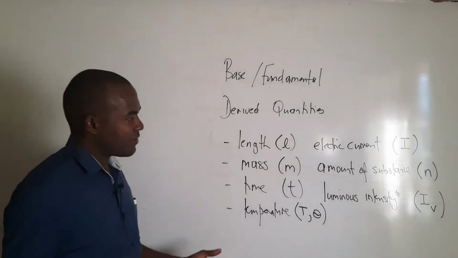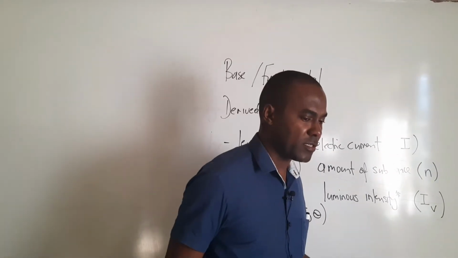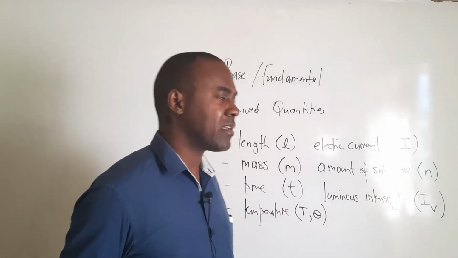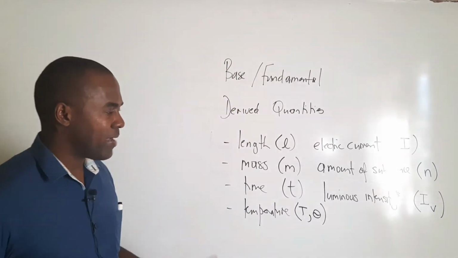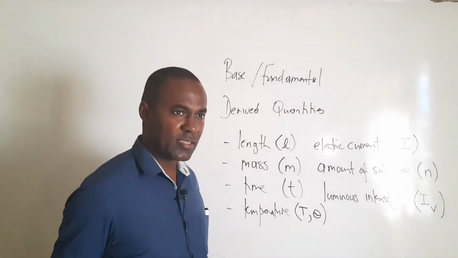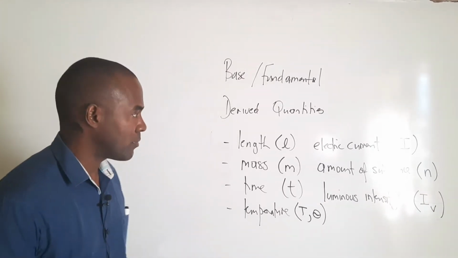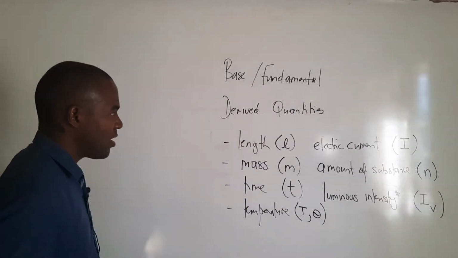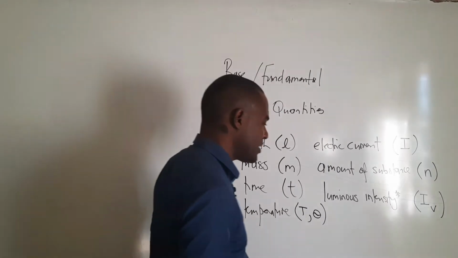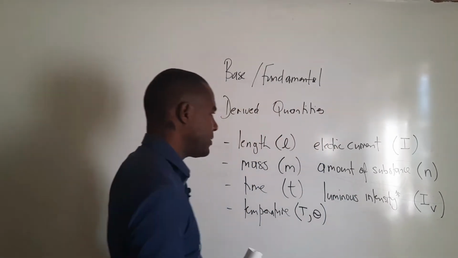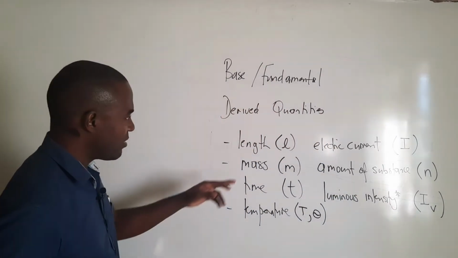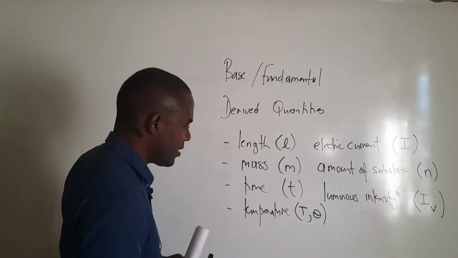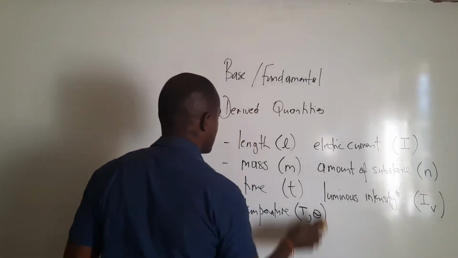So these are the 7 fundamental or base quantities. Now, what about their units? Because you recall, we said earlier that a physical quantity has a magnitude, and in most cases, it has a unit as well. Now, the units for these fundamental or base quantities are also referred to as fundamental or base units, right? Let's talk about them. The SI unit for length is the meter, and the symbol for meter is m, right?